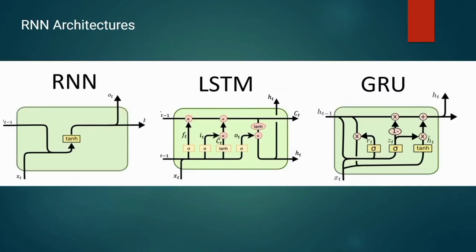For RNN architectures, there are two main architectures that exist in almost every application of RNN: long short-term memory, which is called LSTM, and gated recurrent units, which is known as GRU.